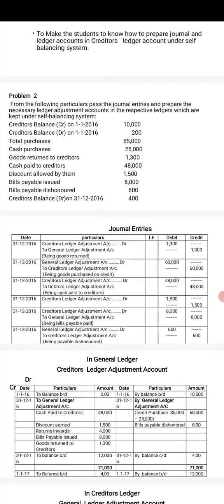Now we have to enter under the debit side to general ledger adjustment account. In the first entry, cash paid to creditors 48,000, discount earned 1,500, return inwards 4,000, bills payable issued rupees 8,000.